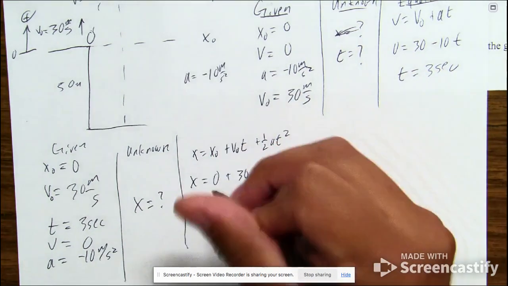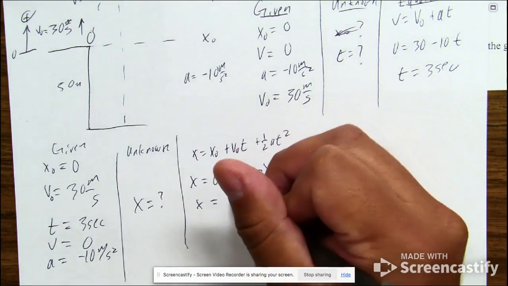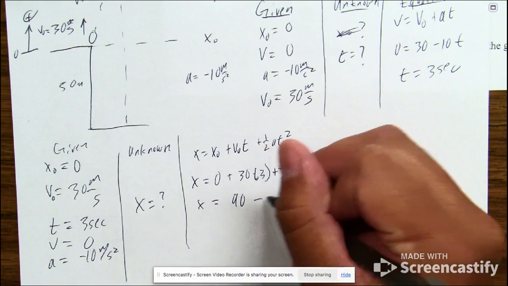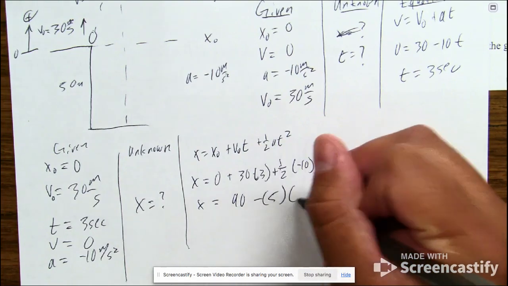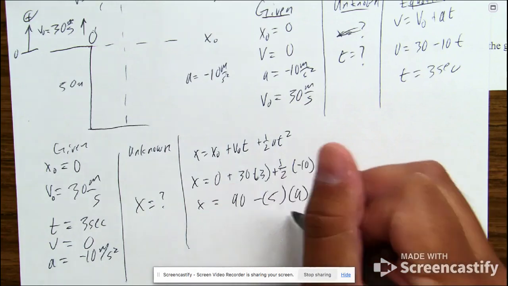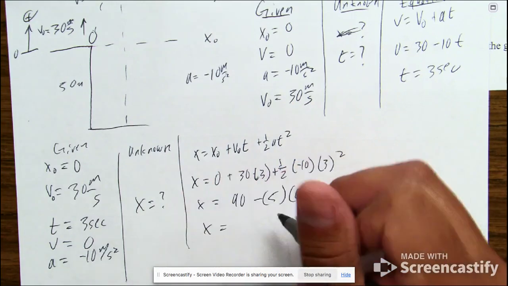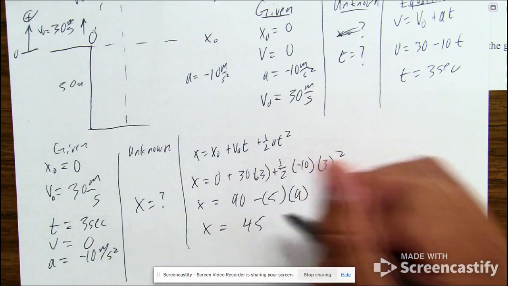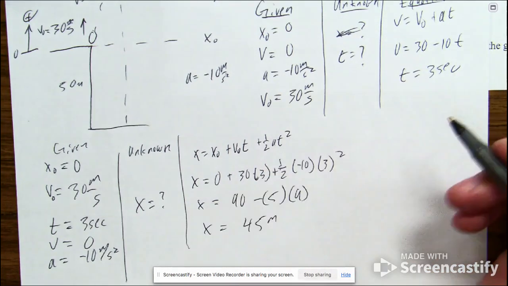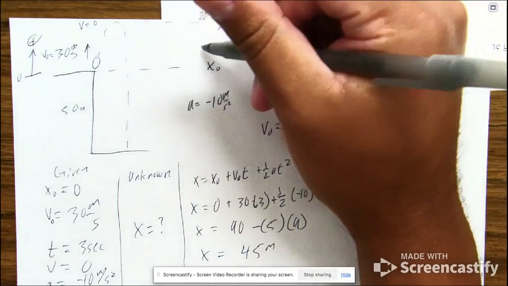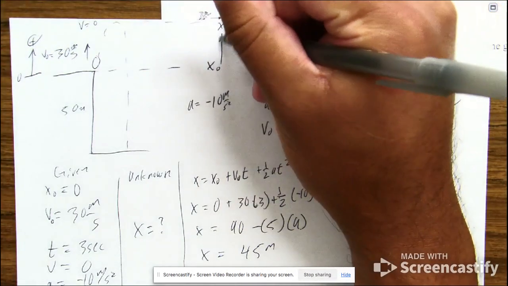Okay, 0 goes away. We have 90. -5 from this is -5 times 9. 3 squared is 9. And then it's going to be -45. So x is, what's that, 45? Okay, so what do we find? We found that from here to the top is 45 meters.